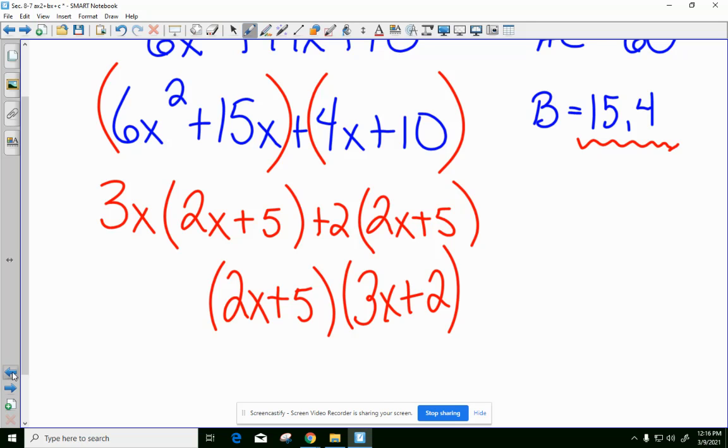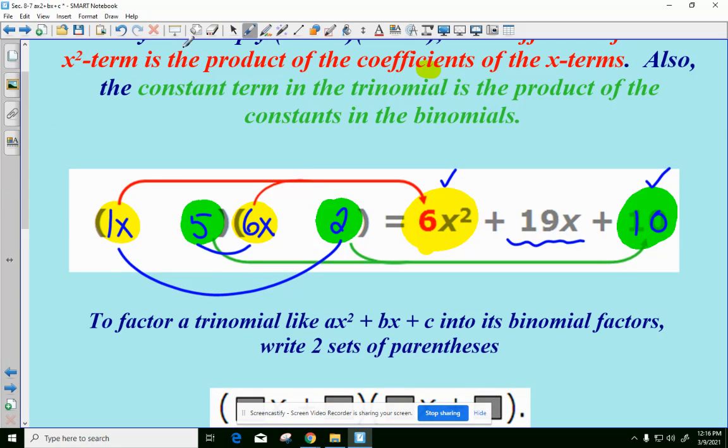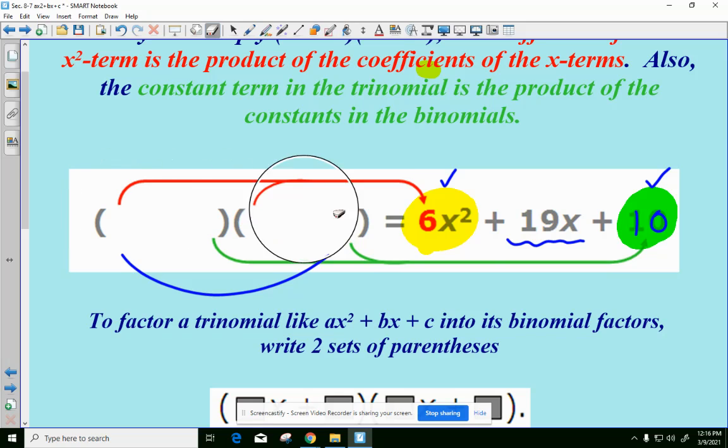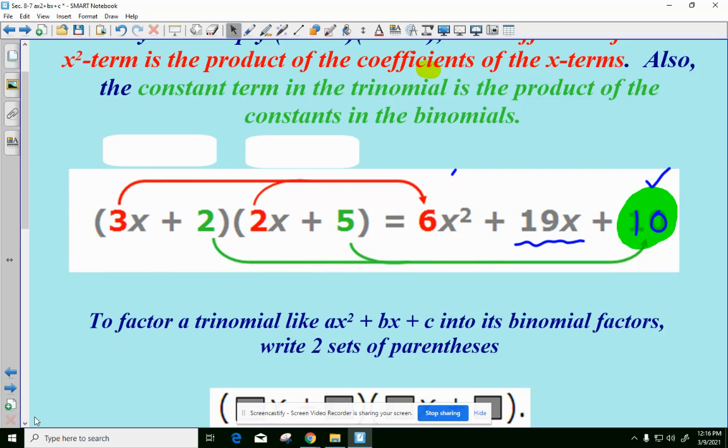Okay. If I come back here for a second, these things that I had written in here should have been filled in with those two pieces. Now, you can guess your way into this. And sometimes it's not terrible because there's not a lot of factors that are available.